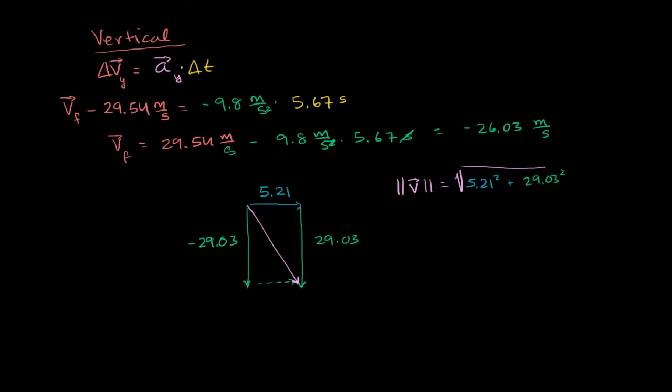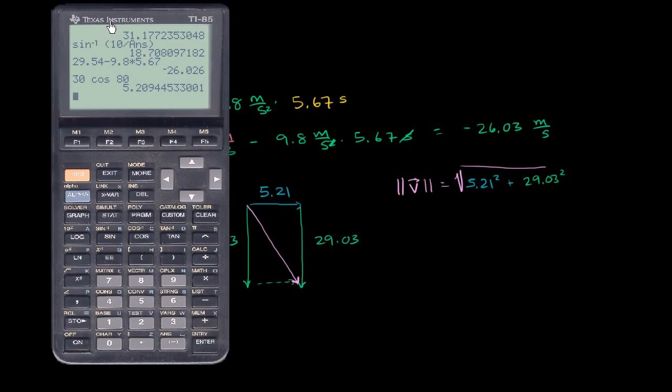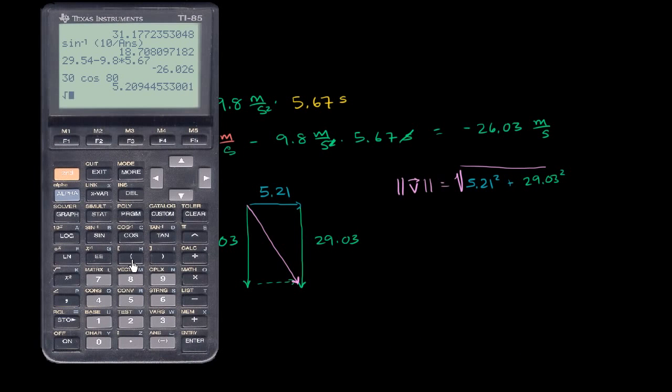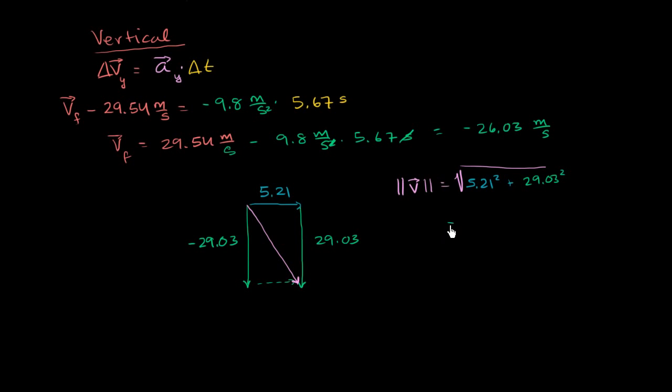And we get the square root of 5.21 squared plus 29.03 squared, which gives us 29.49 meters per second. That is the magnitude of our final velocity, but we also need to figure out its direction. And so we need to figure out this angle. And now we're talking about an angle below the horizontal. Or if you wanted to view it in pure terms, it would be a negative angle. So what is this angle right over here?